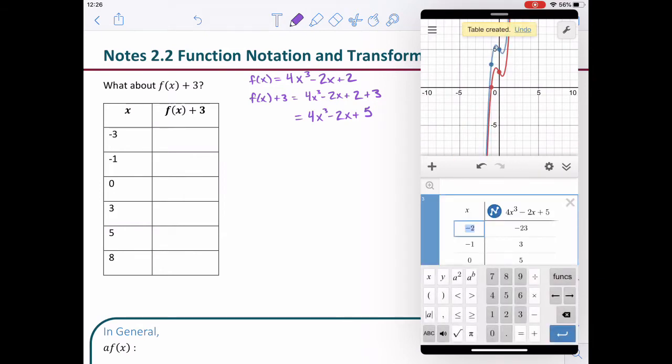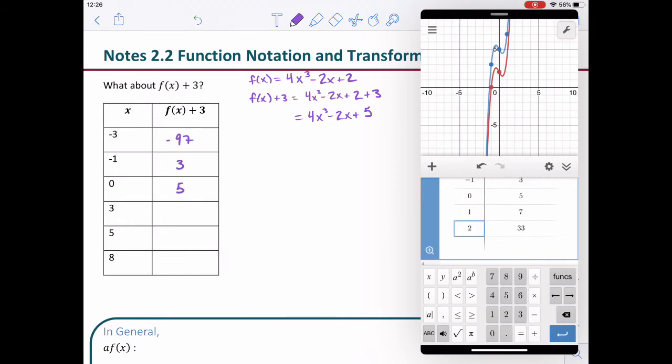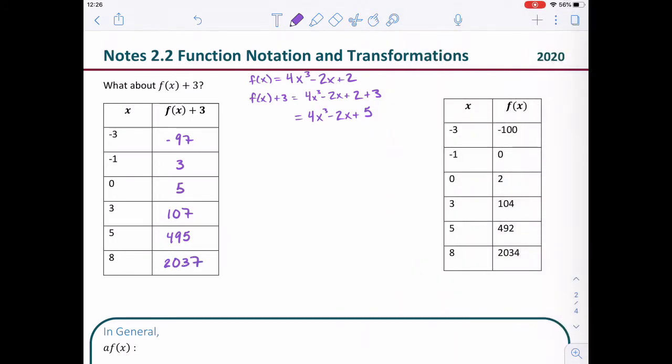Let's put in our values. So we want -3, -1, and 0. So we get -97, 3, 5. Now let's put in our other values. We want 3, 5, and 8. So for 3 we got 107. For 5 we got 495. And for 8 we got 2037. And so if we look, what's the connection?